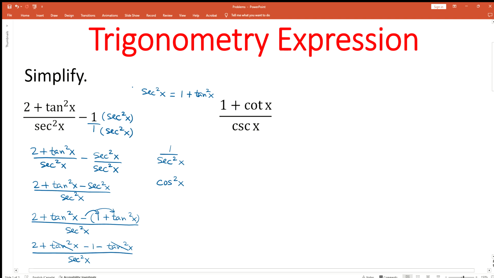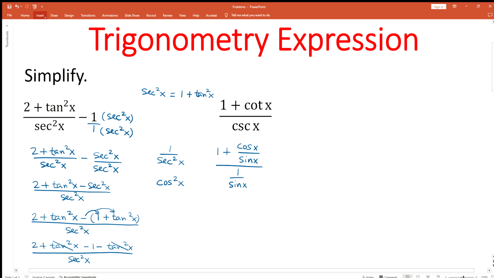Now we can simplify the second expression, (1 plus cotangent x) over cosecant x. The first step is to simplify the trig ratios cotangent and cosecant. We can use the identity for cotangent. Cotangent x can be written as cos x over sin x. In the denominator, cosecant x can be written as 1 over sin x because cosecant is the reciprocal ratio for sine. Now we can add the terms in the numerator.